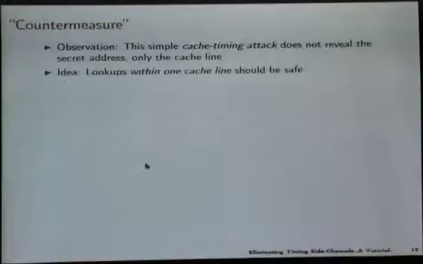And the interesting thing is that there is something which is often considered a countermeasure to this. You observe that in this attack, the attacker doesn't learn the whole address. What the attacker learns is the cache line. So now maybe if we just change the whole table layout such that the address is secret, but the cache line is public, so we only look up stuff from within one cache line, then according to what I just showed you before, this should be safe, right?